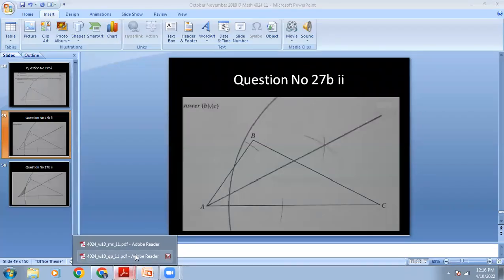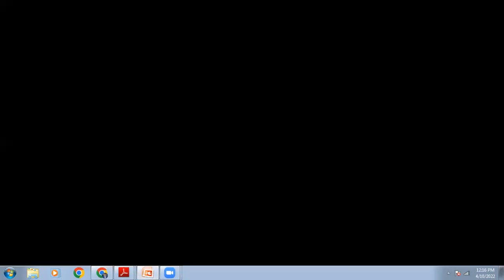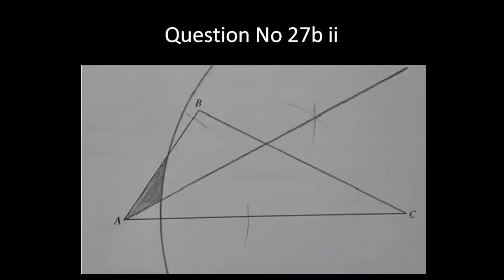Okay. So then what they say, on the diagram, shade the region inside the triangle containing the points that are more than 8 centimeters from C and nearer to AB than to AC. So we have to shade those points which are inside the triangle, which are more than 8 centimeters from the C. So you have to go out of that circle, and which are nearer to AB than AC. So from this angle bisector, you have to remain on the AB side. So this is that place which you will shade.